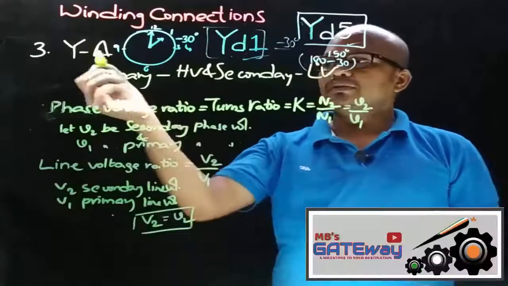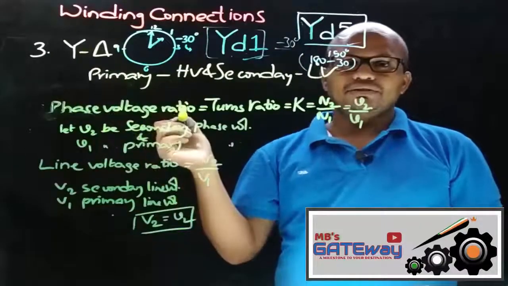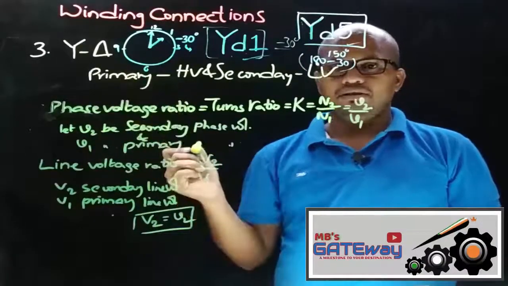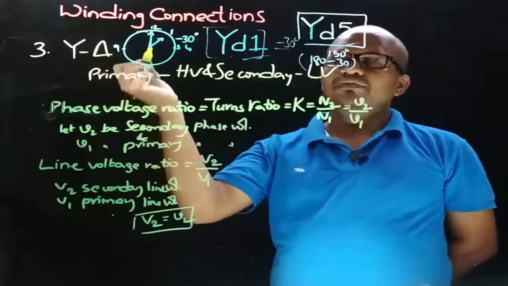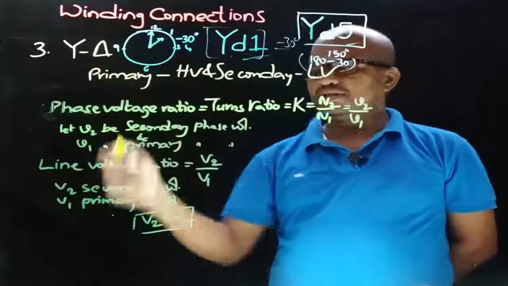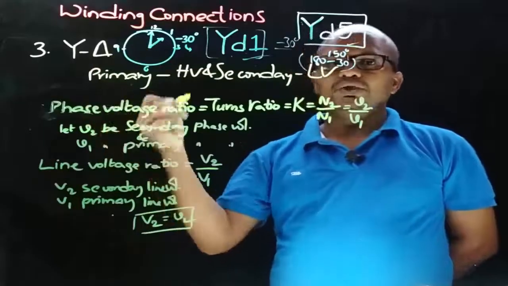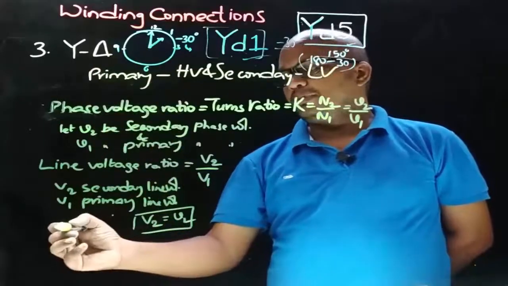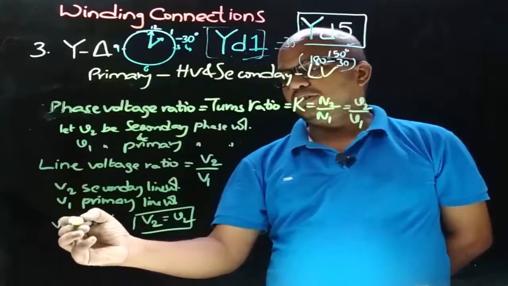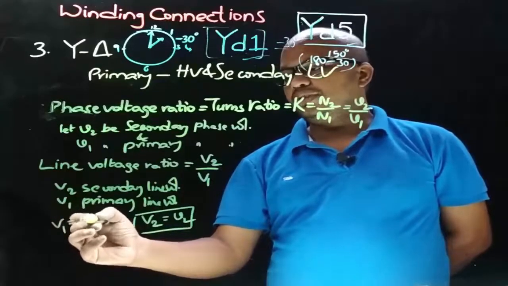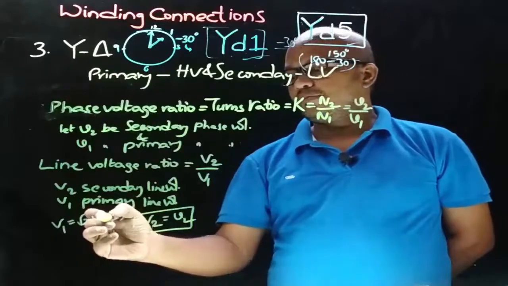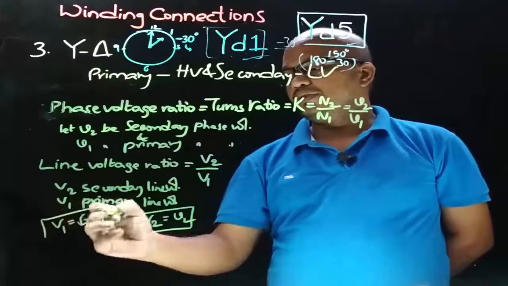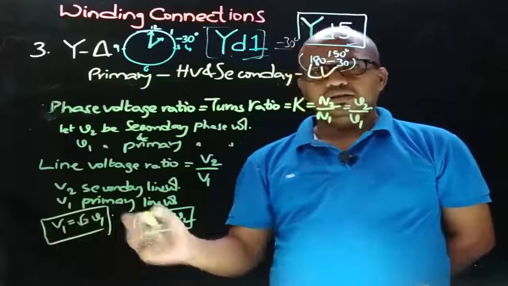And now observe the primary side connection. Okay, primary side connection is star. So the relation between the line voltage and phase voltage for star connection is that line voltage is equal to root 3 times phase voltage. So primary side line voltage we took V1 is equal to root 3 times phase voltage. Primary side phase voltage is small v1. Therefore this is the other relation.